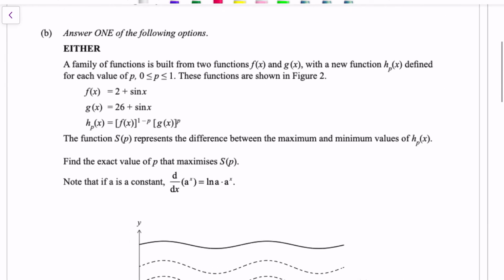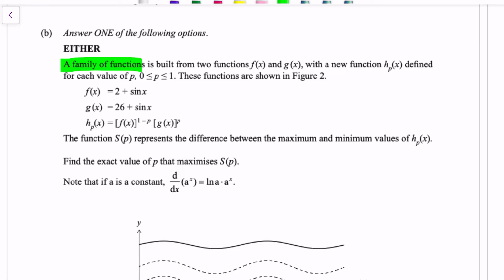A family of functions, interesting, is built from two functions f and g with a new function h of p of x. I just think HP source when I read that, defined for each value of p between 0 and 1. These functions are shown in figure 2. Okay, so f and g, the building block functions, are actually quite simple. And then this h function, which depends on a constant p, is kind of a random function. Powers the f and powers the g by a different amount. And then we've got another function, s of p, which represents the difference between the max and min of h of p. Find the exact value of p that maximizes s of p.